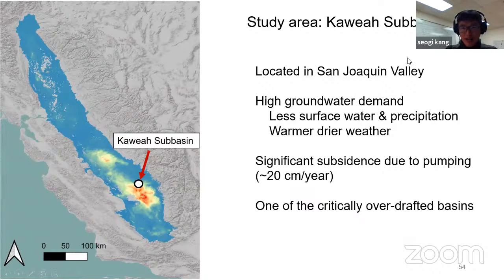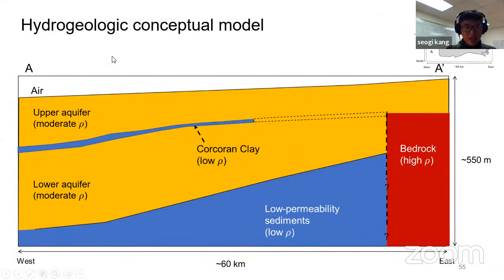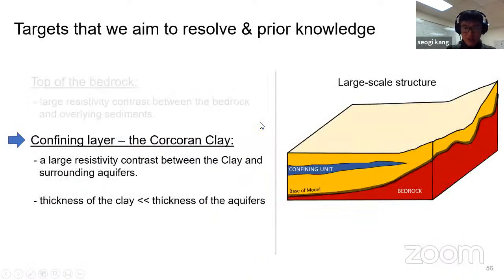And this was the study area in Cuesta Basin, which is located where we see the big subsidence anomalies. And this was the hydrogeologic conceptual model. Here's our regional Corcoran clay, which divides the upper aquifer and lower aquifer. And that's the target that we want to image.